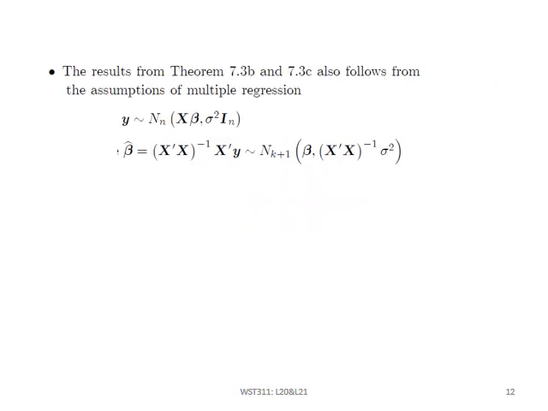We can also derive the expected value and the covariance of beta hat making use of the assumption of multiple regression. Since beta hat is a pre-multiplication of y with this constant, it follows that beta hat follows a multivariate normal distribution with expected value beta and covariance given here.